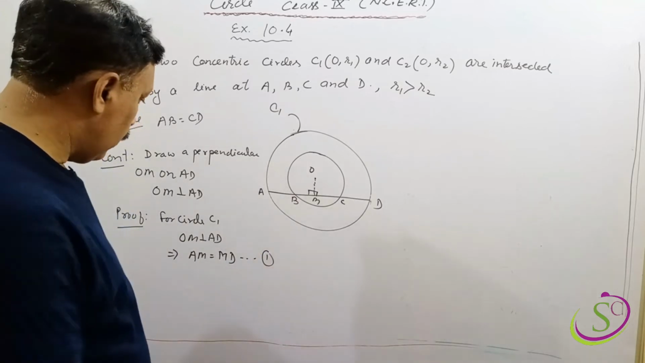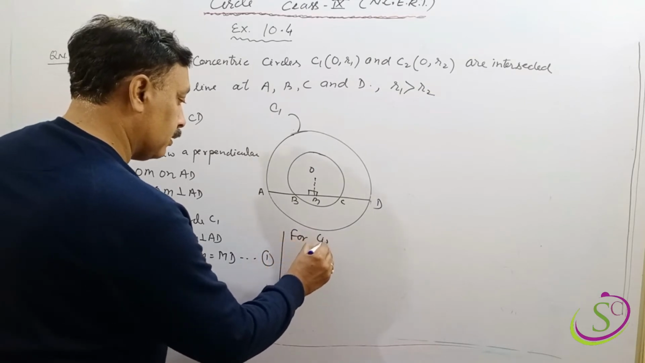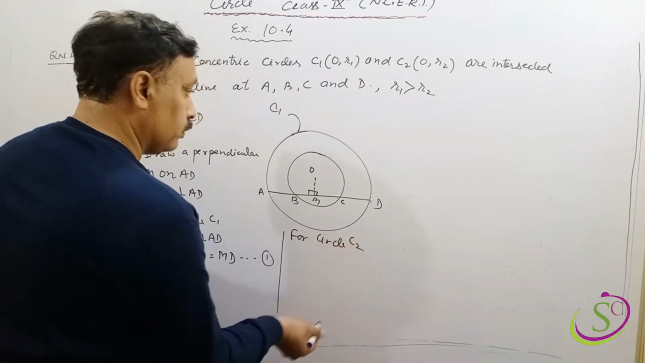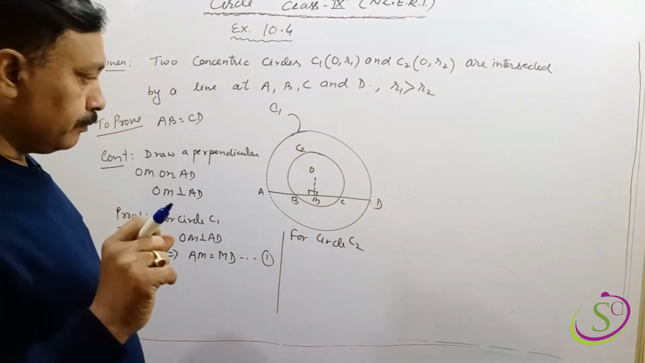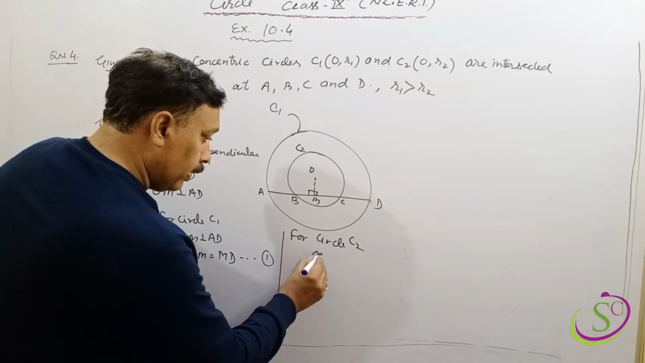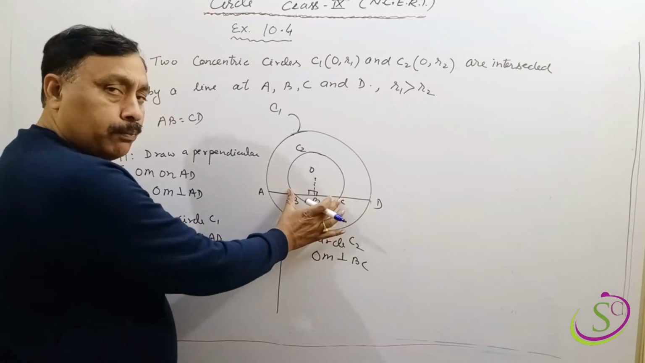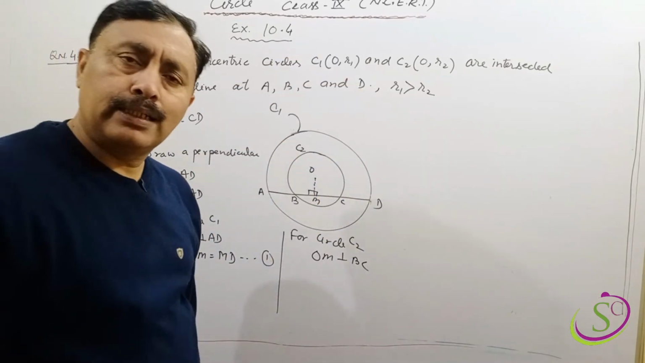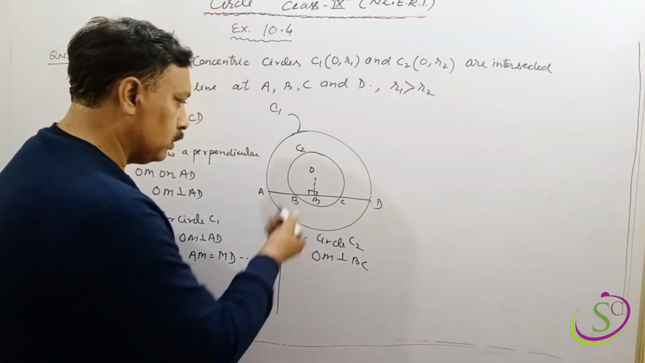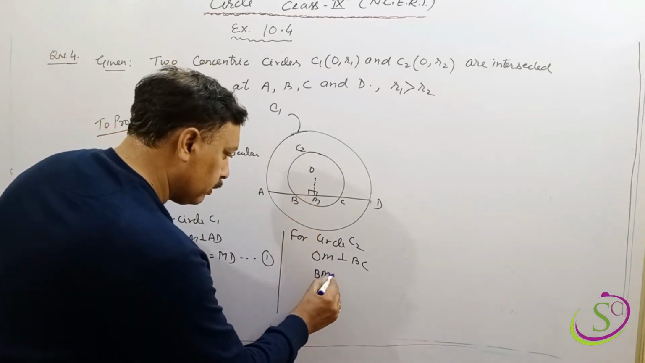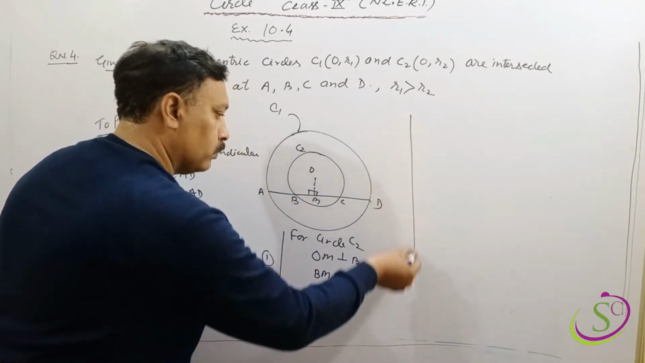Is it clear? And similarly for circle C2. C2 is this. The smaller circle is C2. Clear? OM is perpendicular to BC. Here, BC is the chord of the smaller circle. Again, we know that the perpendicular from the center to the chord bisects the chord. So, BM equal to CM, and that is statement 2. Is it clear?